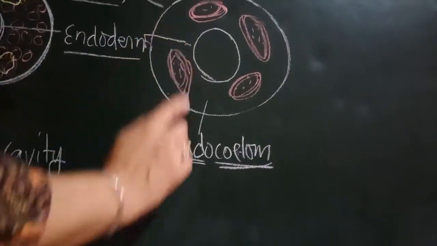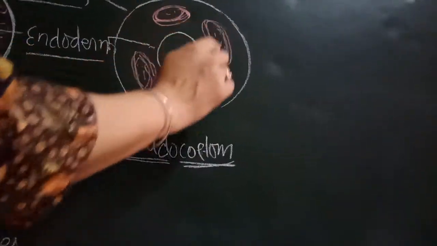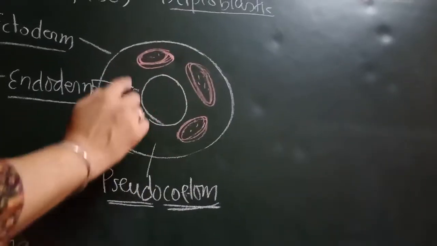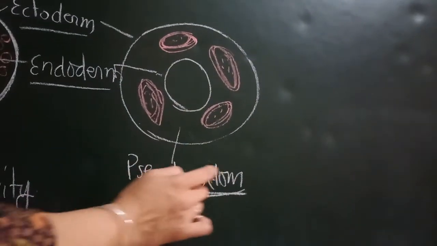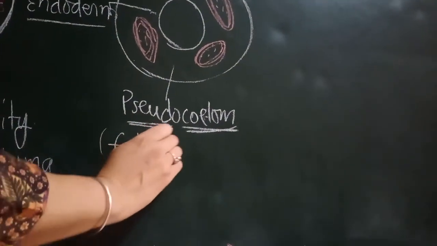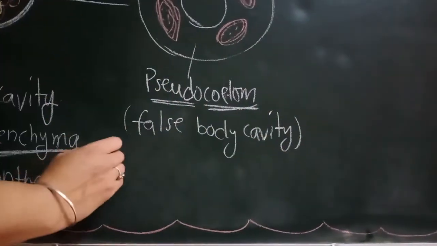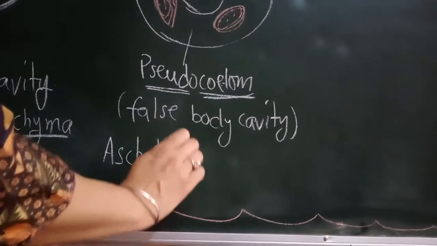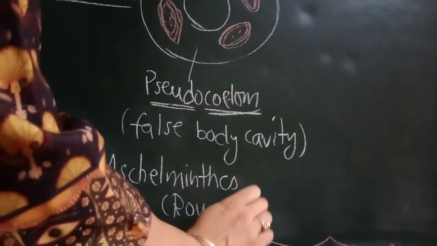I repeat the concept again. A true coelom is that which is bounded by, we will do it in coelomates, that is bounded by mesoderm layer on all the sides. But in this case, the mesoderm is scattered and the space is not properly lined by the mesoderm. So such a false body cavity is called pseudocoelom. This arrangement is shown by one group, that is Aschelminthes. Commonly, they are known as the roundworms. They show this type of arrangement.